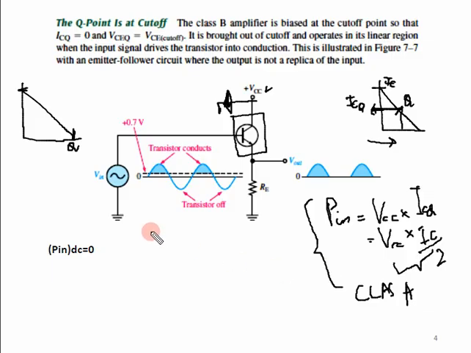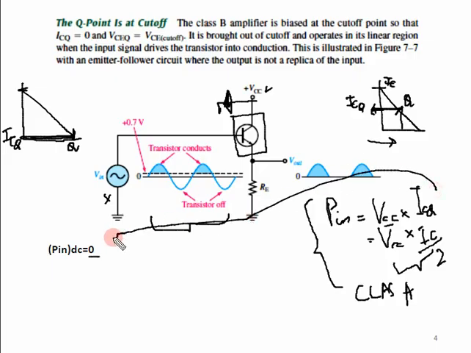But when I switch to the class B amplifier, under no signal condition, if there is no signal present, the Q point is at the cutoff. ICQ over here is 0, there is no ICQ. So if I put the value into P in DC, VCC is there, but ICQ is equal to 0, so my input power under no signal condition will be equal to 0.